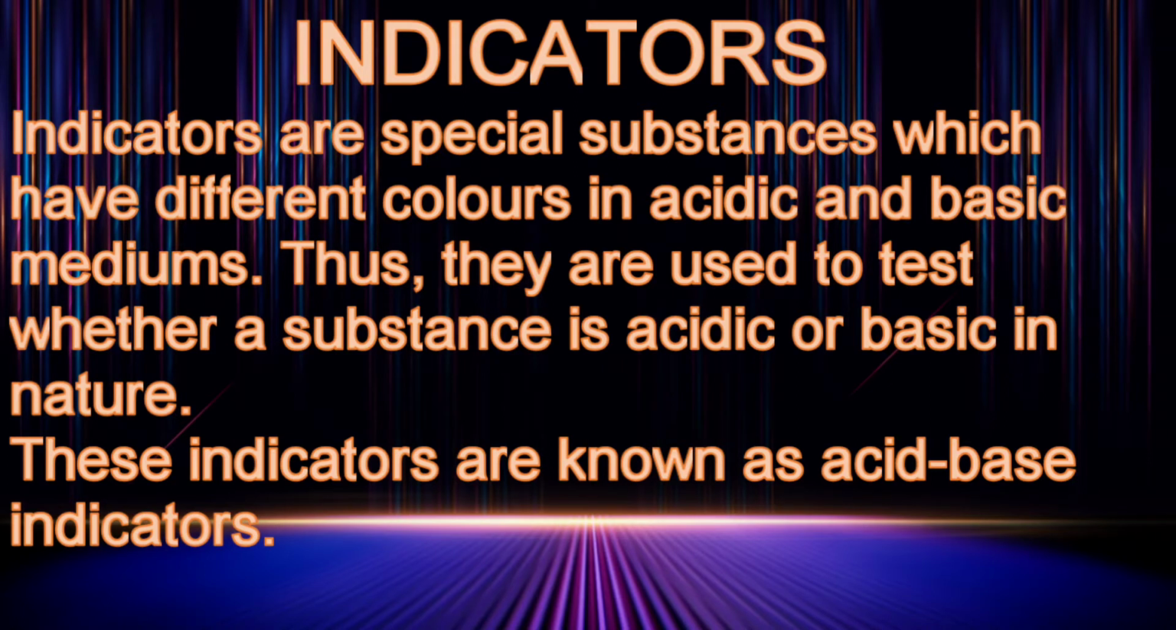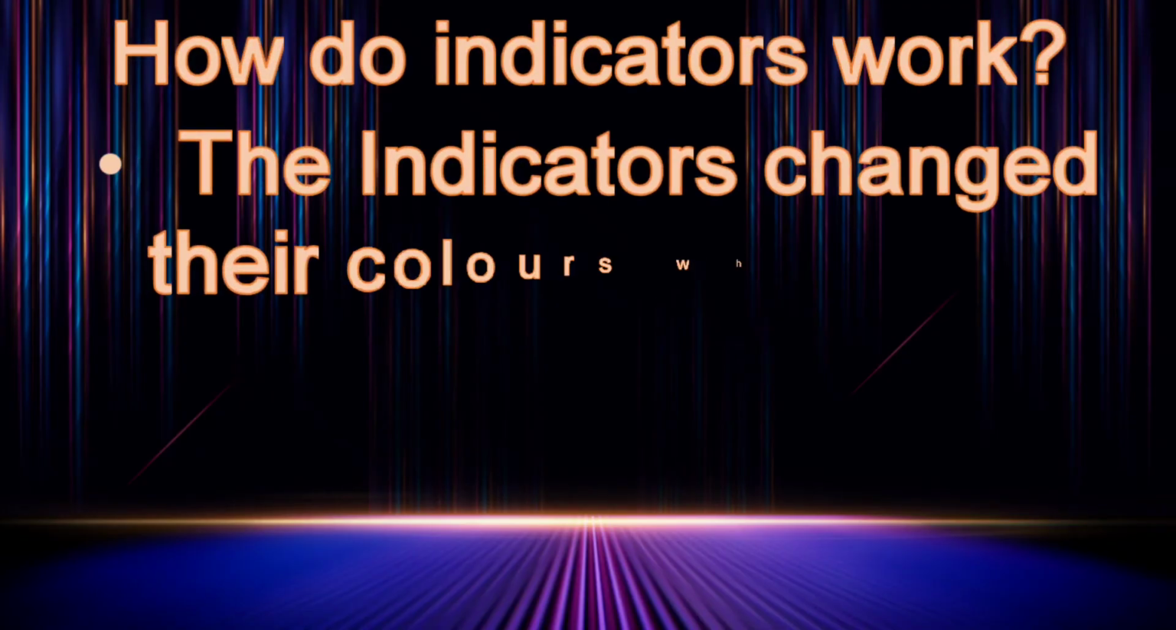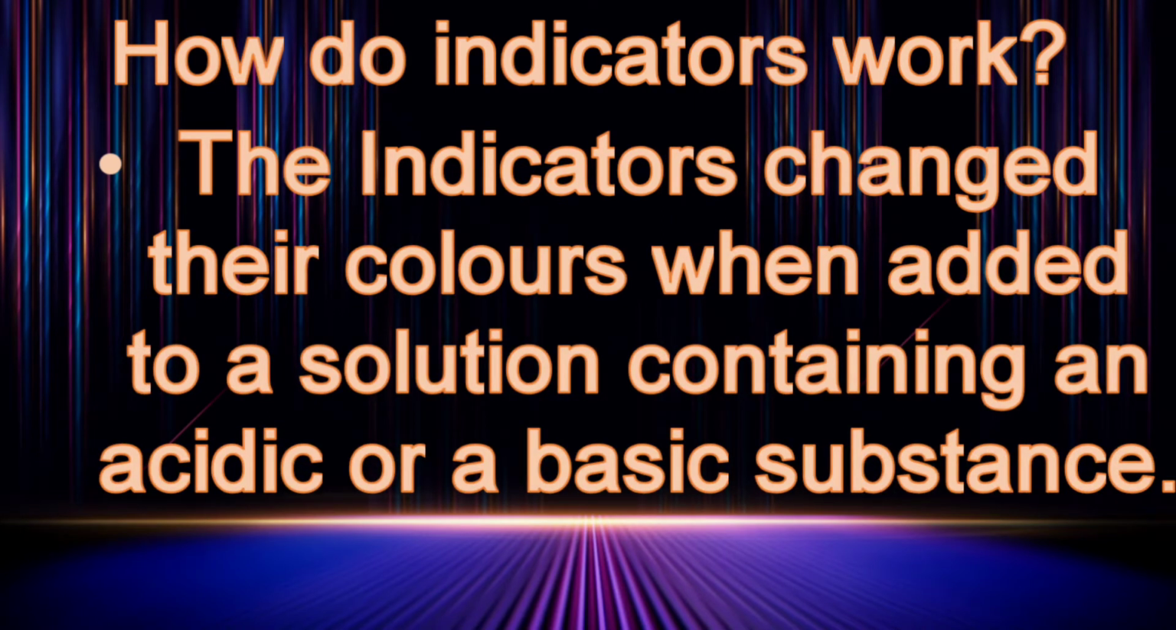So let's take a revision. Indicators are special substances which have different colors in acidic and basic mediums. This we have learned in the last video, and these indicators are known as acid base indicators. And how do they work? The indicators change their colors when added to a solution containing an acidic or a basic medium.